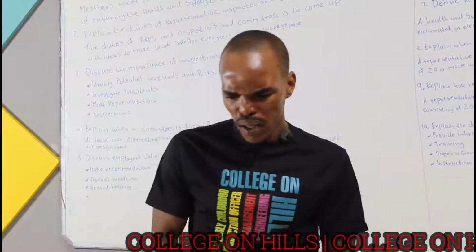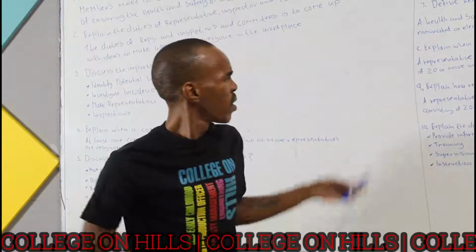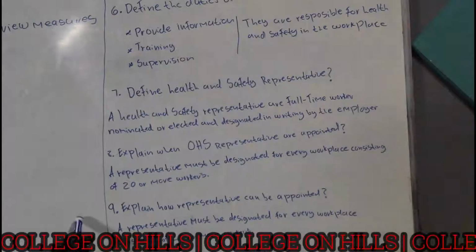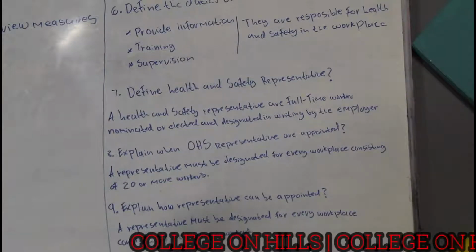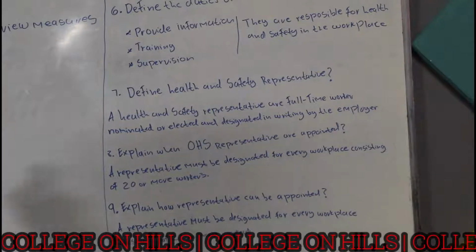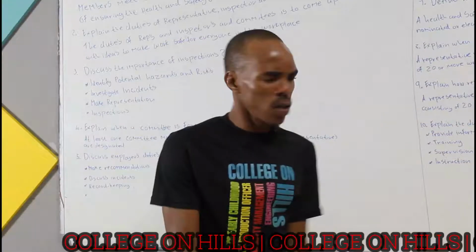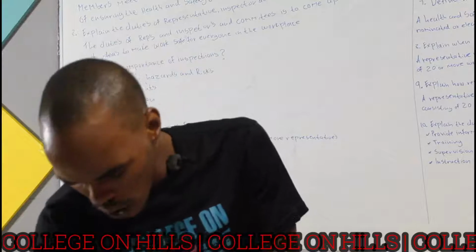Number 8, explain when health and safety representatives are appointed. Number 9, explain how representatives can be appointed. A representative must be designated for every workplace consisting of 20 or more people. Yeah, that one we've talked about.